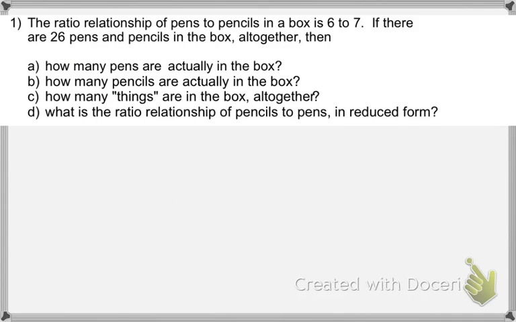So let's look at our first question. The ratio relationship of pens to pencils in a box is 6 to 7. If there are 26 pens and pencils in the box in total, then the first question, A, how many pens are actually in the box? B, how many pencils are actually in the box? C, how many things are in the box altogether? So that means pens and pencils because they're both things. And D, what is the ratio relationship of pens to pencils in reduced form?